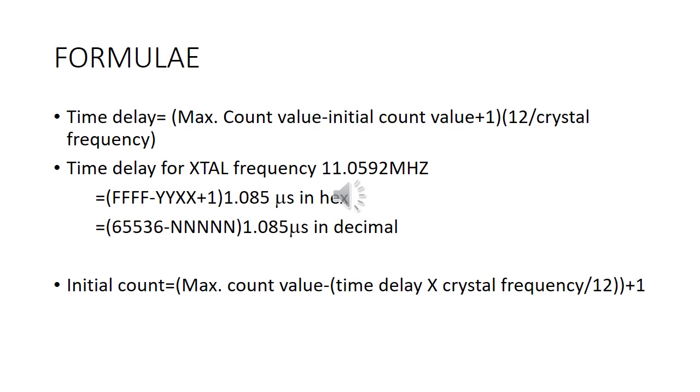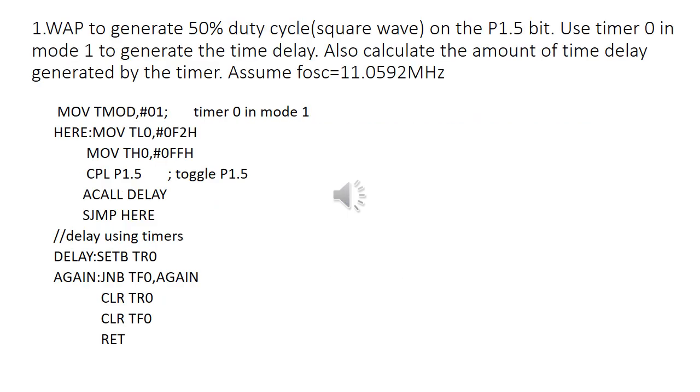So if you are going to make use of the 16-bit timer, the maximum count value will be FFFF. If it is an 8-bit timer, in the case of the mode 2 configuration, the maximum count will be FF. In decimal, it is 256. The next formula is to calculate the initial count value, the value you are going to load into the registers. For that, the formula is: maximum count value minus (time delay times crystal frequency divided by 12), plus 1. Next we'll see some problems.